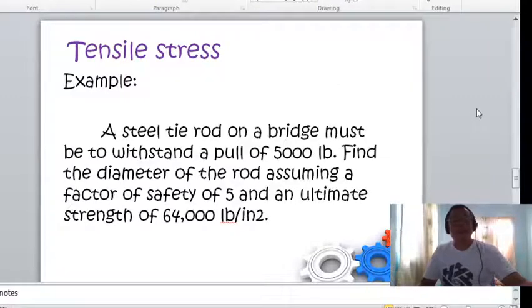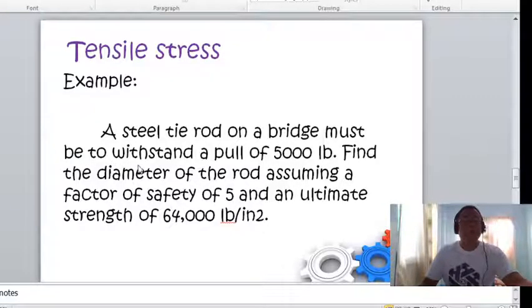Another example we have here. A steel tie rod on a bridge must withstand a pull of 500 pounds. Take note, class, that the given here is in English units. The previous example is in SI units. Find the diameter of the rod assuming a factor of safety of 5 and an ultimate strength of 64,000 pounds per square inch.